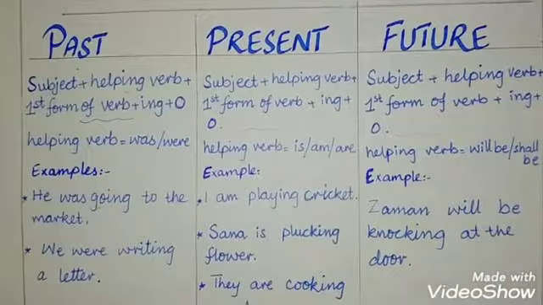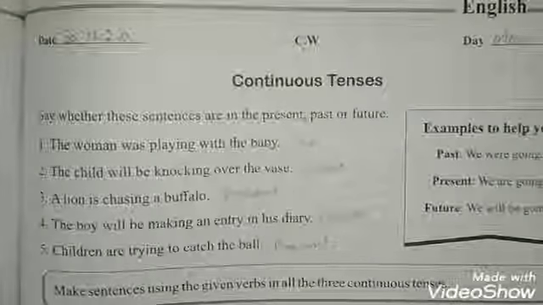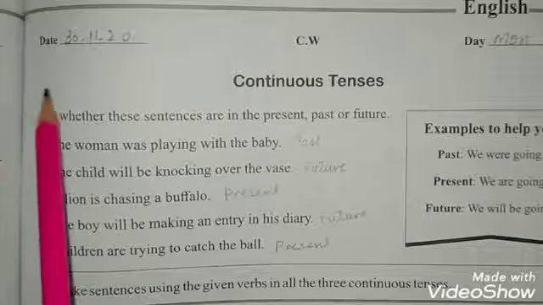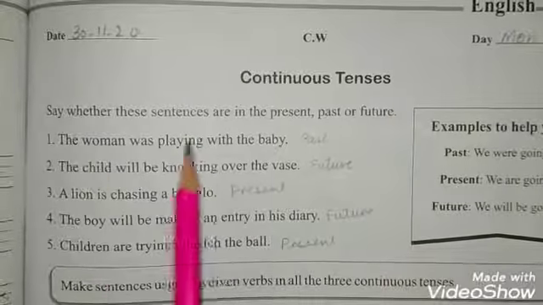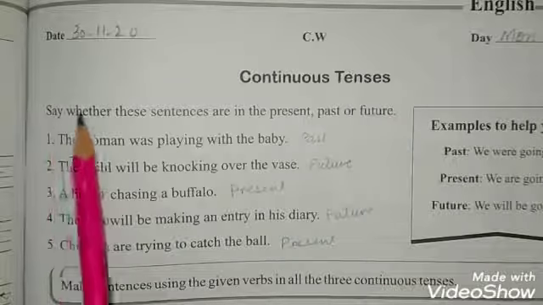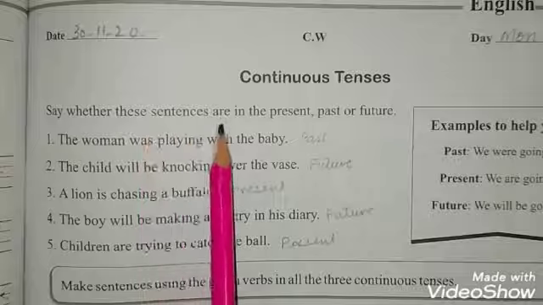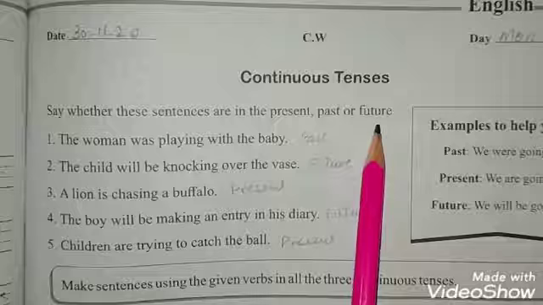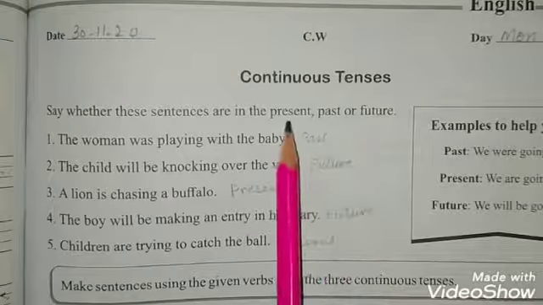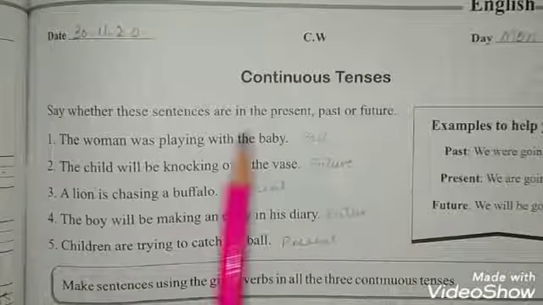Let's start our workbook work. It's your workbook page number 55. Mention date and day on the top of the page. Topic is continuous tenses. First question is, say whether these sentences are in the present, past or future. You will tell simply whether these sentences are in present, past or future.